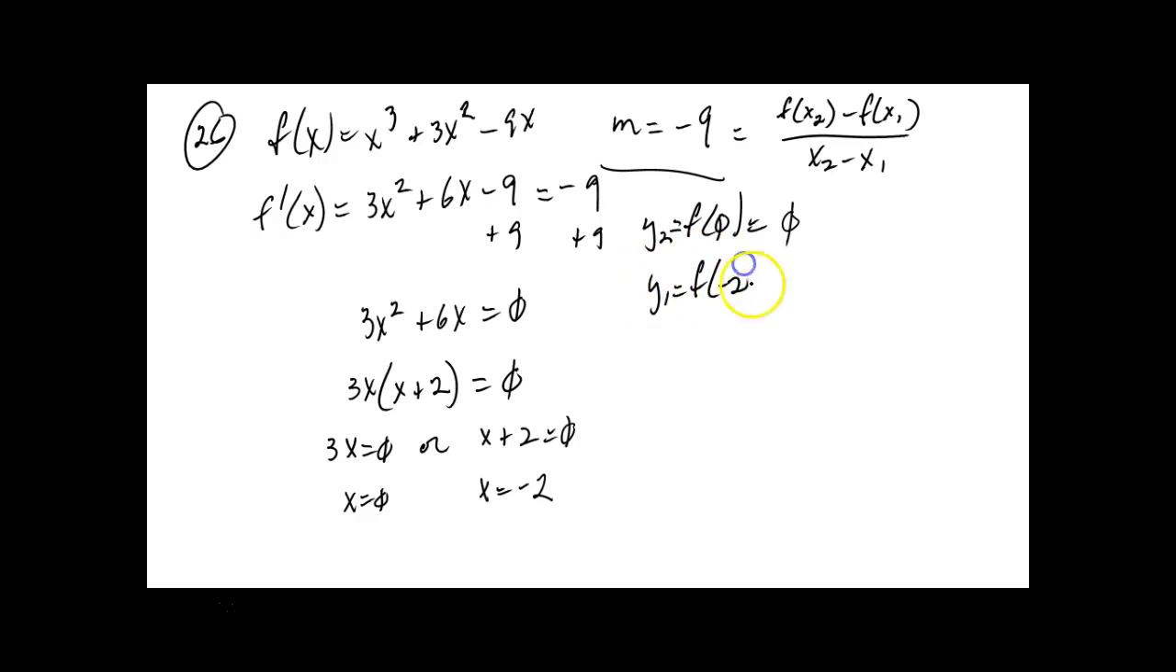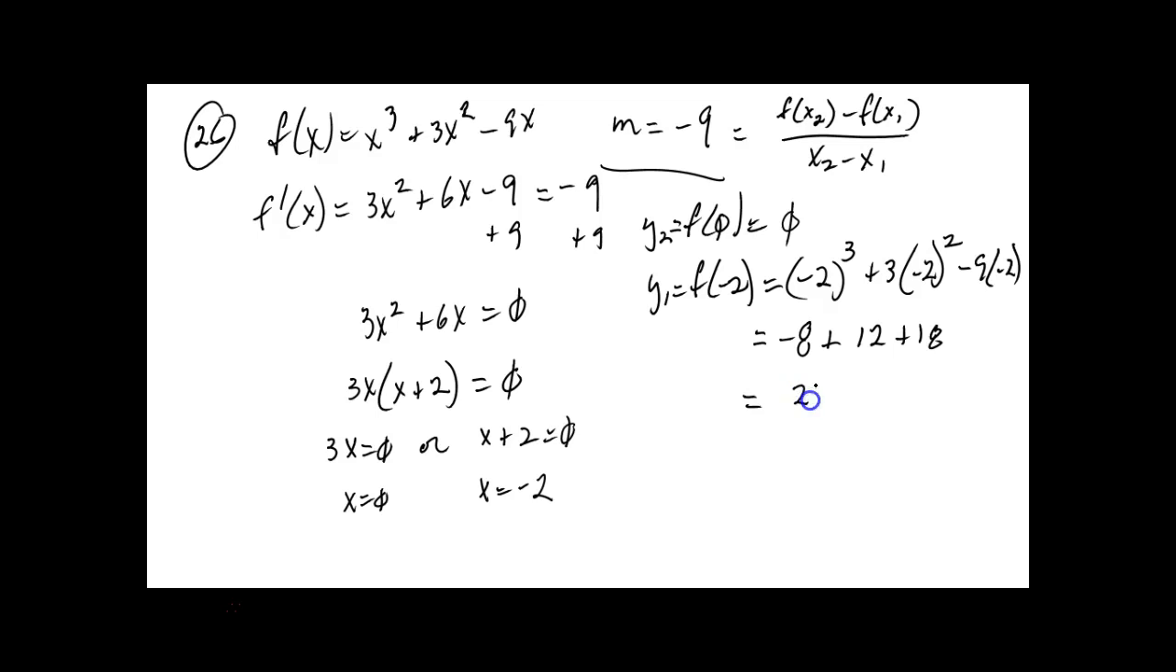This will be f of minus 2. Is that going to be 0? No, not 0. What is that going to be at that f of minus 2? So that would be minus 2 cubed plus 3 times minus 2 squared minus 9 times minus 2. Right? And that would be negative 8, plus 12 plus 18. And that would be 30 minus 8 is 22, right? Yuck. Such a pain in the neck.